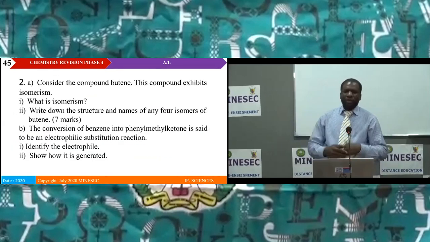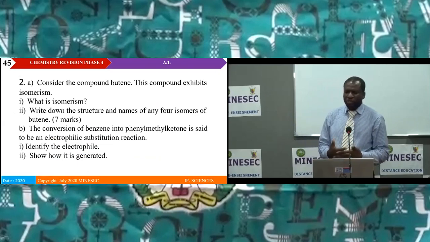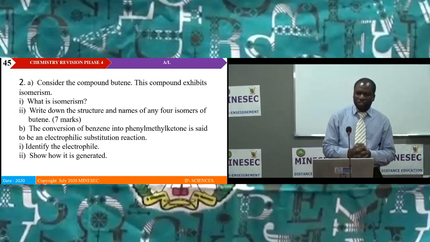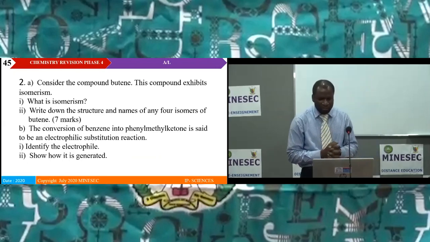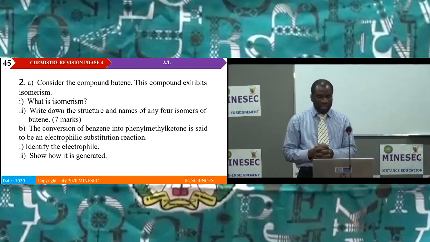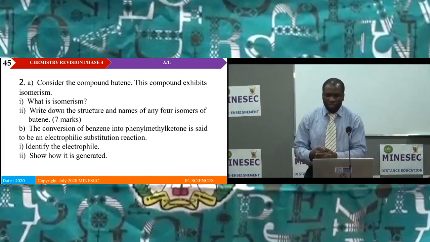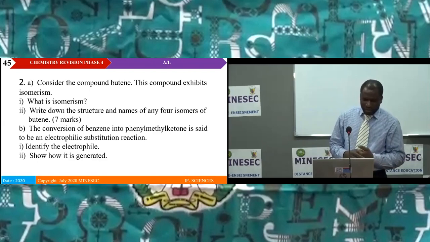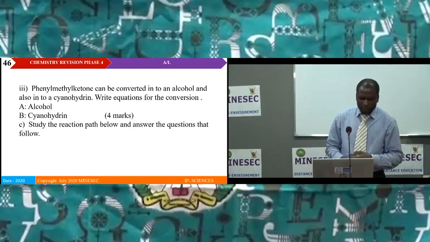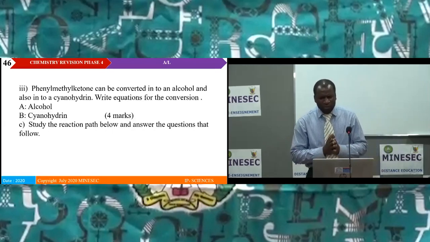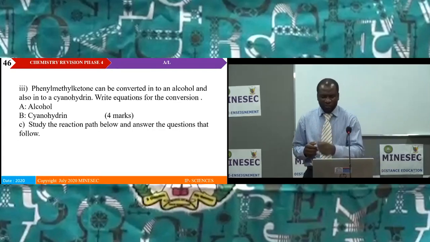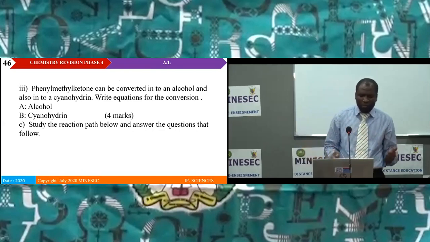Question 2. Consider the compound butene. This compound exhibits isomerism. What is isomerism? 2. Write down the structure and names of any 4 isomers of butene. B, the conversion of benzene to phenyl methyl ketone is said to be an electrophilic substitution reaction. Identify 1, the electrophile. 2, show how it is generated. 3, phenyl methyl ketone can be converted to an alcohol and also into a cyanohydrin. Write equations for the conversions, A to alcohol and B to cyanohydrin.